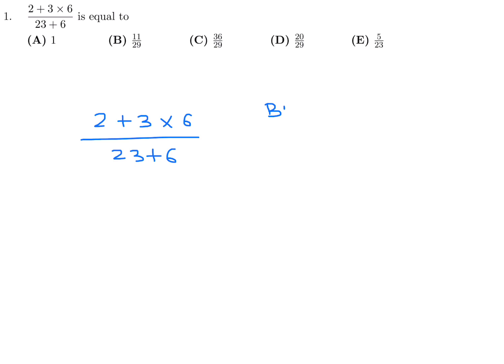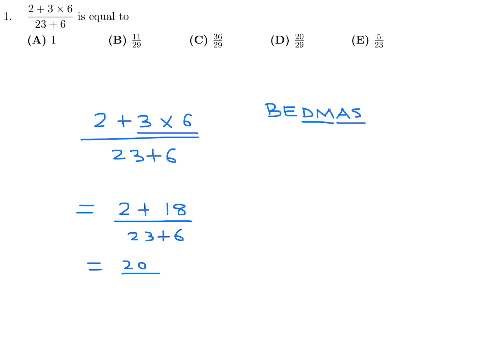So they're just trying to test your order of operation skills. Remember, brackets, exponents, division, multiplication, addition, subtraction. So the first one you would do is the multiplication, so that's 18. And then you can proceed with all the additions. So the top becomes 20 and the bottom is 29. So 20 over 29, number 1, the answer is D.